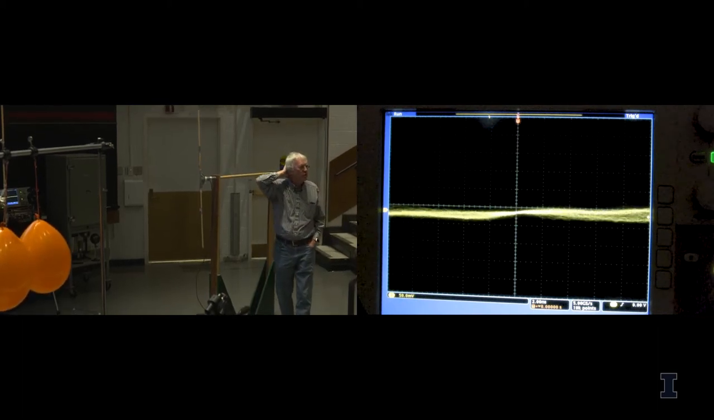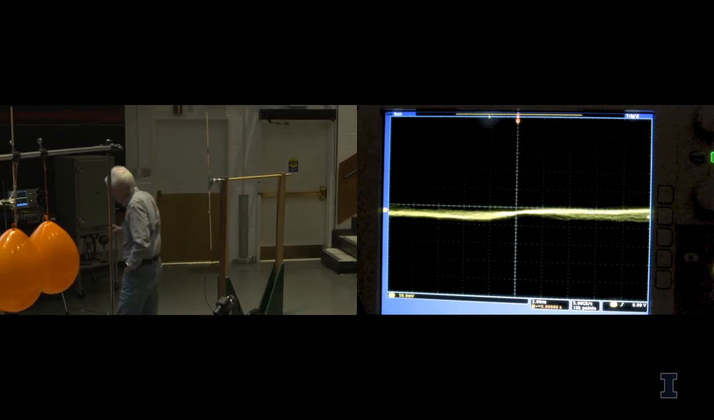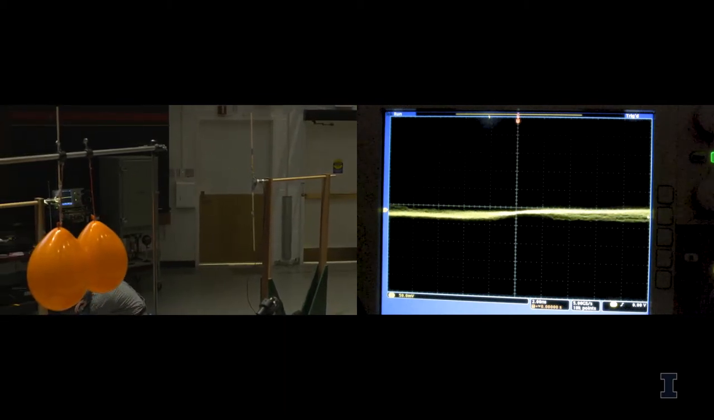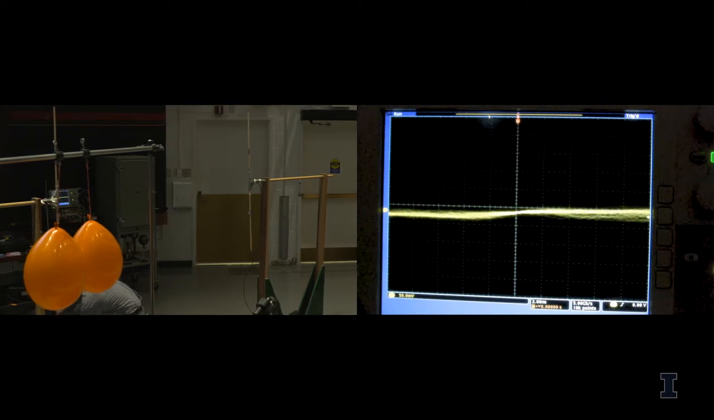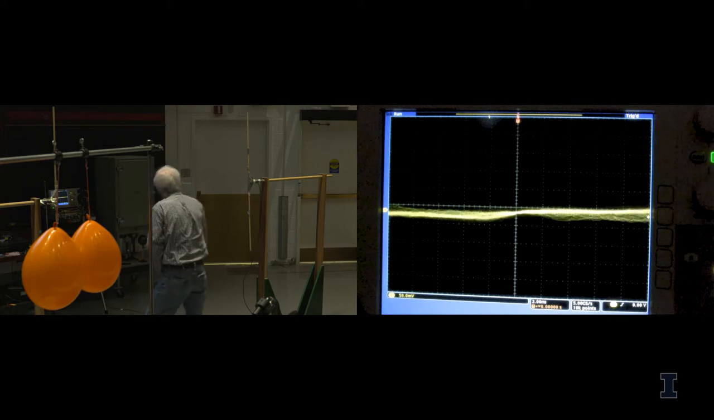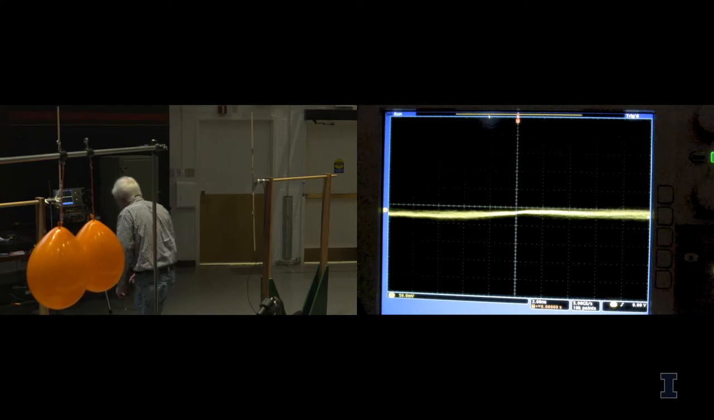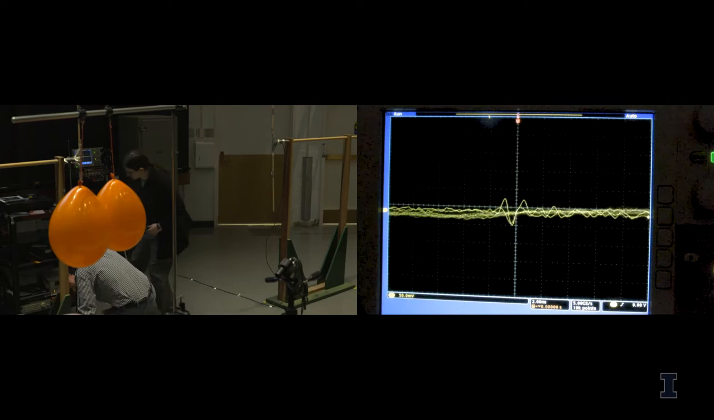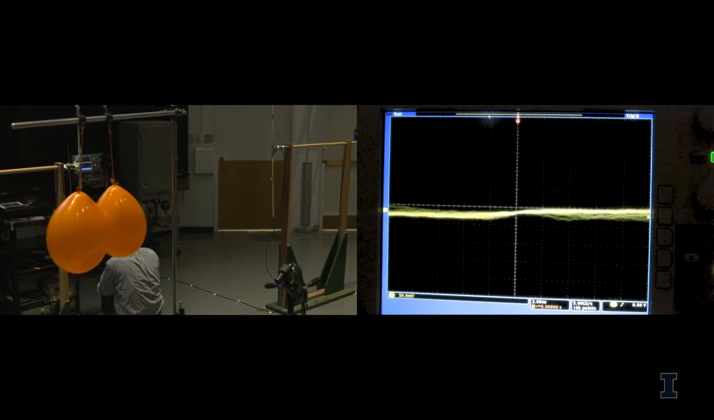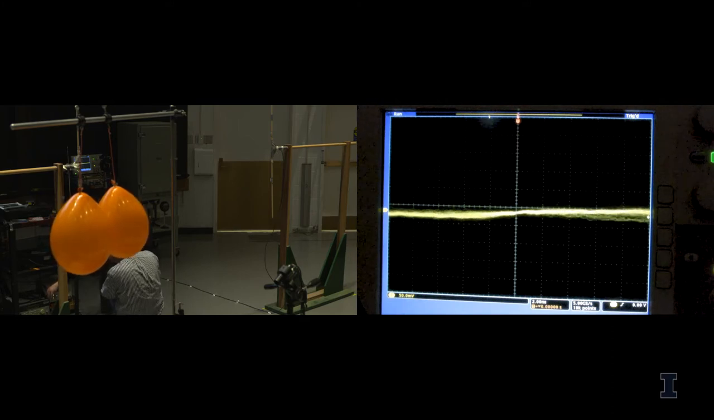And you see basically nothing as a function of time. So I'm going to turn on now a microwave, a radio wave source, and turn it off, turn it on.